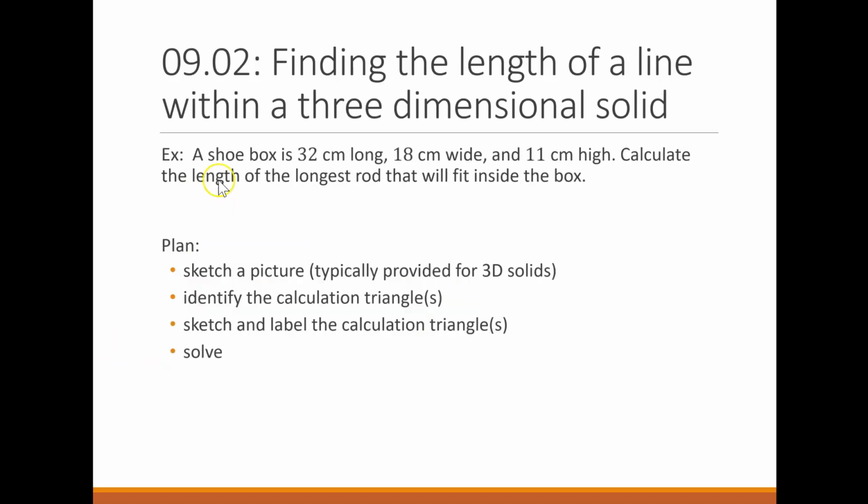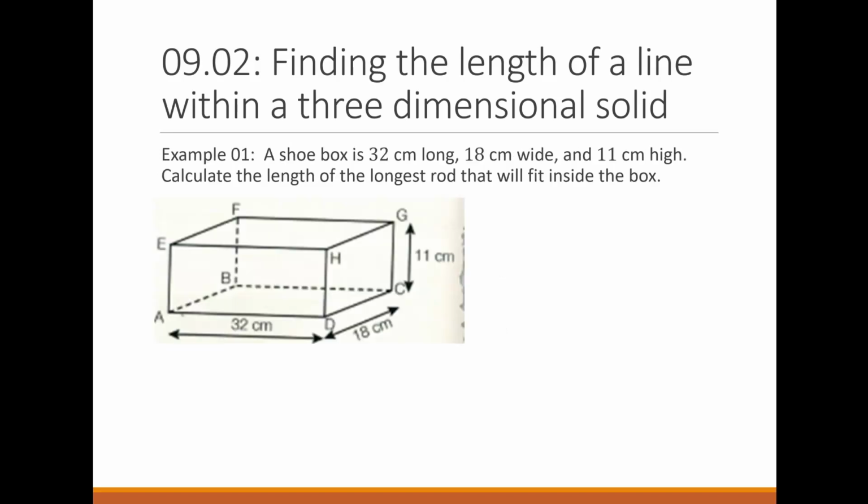So my first example says a shoebox that's 32 centimeters long, 18 centimeters wide, and 11 centimeters high. And you want to calculate the length of the longest rod that will fit inside the box. So close your eyes for a moment. Think about a shoebox, and you're trying to fit the longest stick possible in there. How is that stick going to lay? Yeah, diagonal from the bottom to the top, right? So if this is our shoebox, we're talking about the stick going from, say, corner A up to corner G, diagonally from the bottom of the box to the top of the box. Does that feel right to you guys?